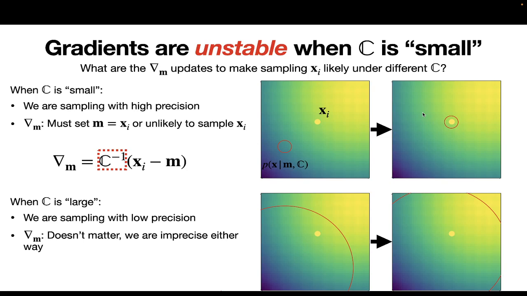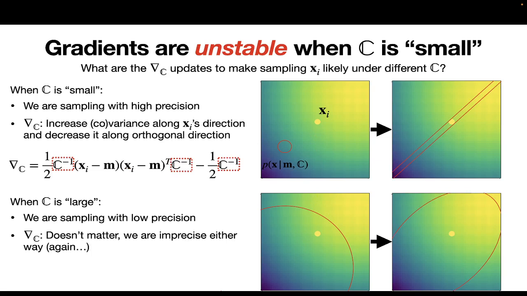But by comparison, when the current covariance is large, we don't necessarily have to set the mean exactly at xi, because we are already kind of sampling all over the place. So even if we set the mean exactly at xi, our likelihood of sampling it is not going to be particularly high. But on the other hand, even if we set the mean slightly off, it's not the end of the world because we're so imprecise and some of the samples are probably going to land on xi. So compared to the low covariance case, in which our update is like all or nothing, in the large covariance case, our updates are more fuzzy.